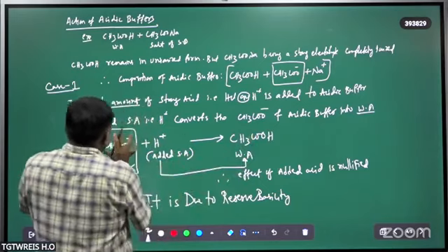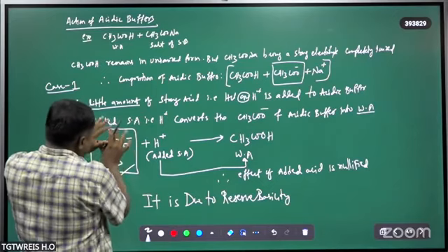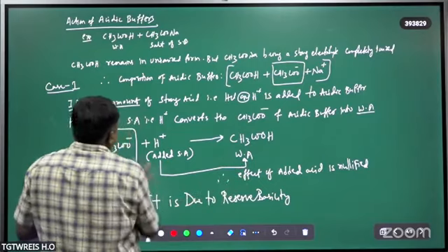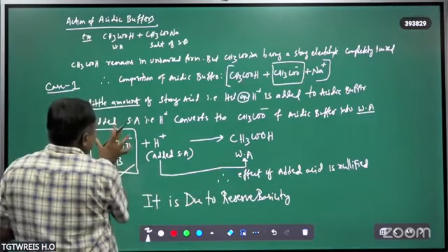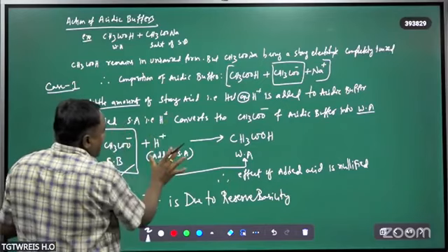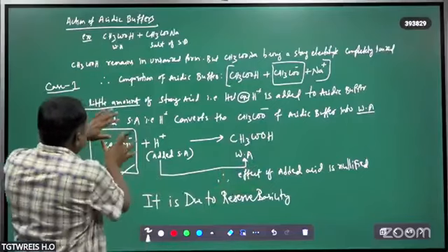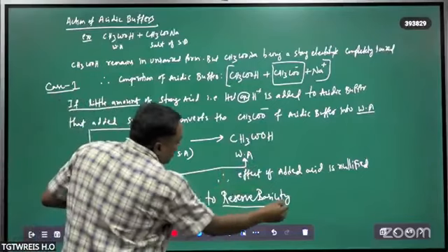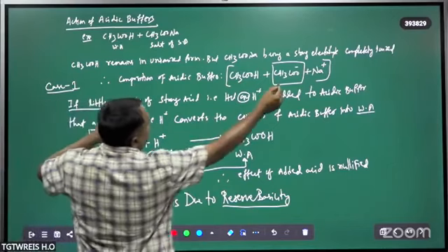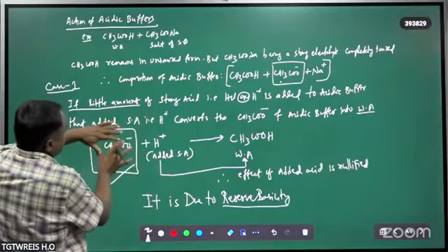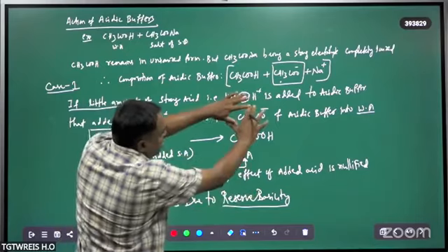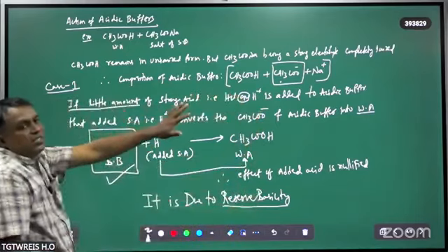This is due to what? Reserve basicity. This reserve basicity converts this H plus, the added strong acid, into weak acid. This reserve basicity is present in the mixture, in the buffer solution. It will convert the added strong acid into weak acid. Therefore, the effect of the added acid is nullified.